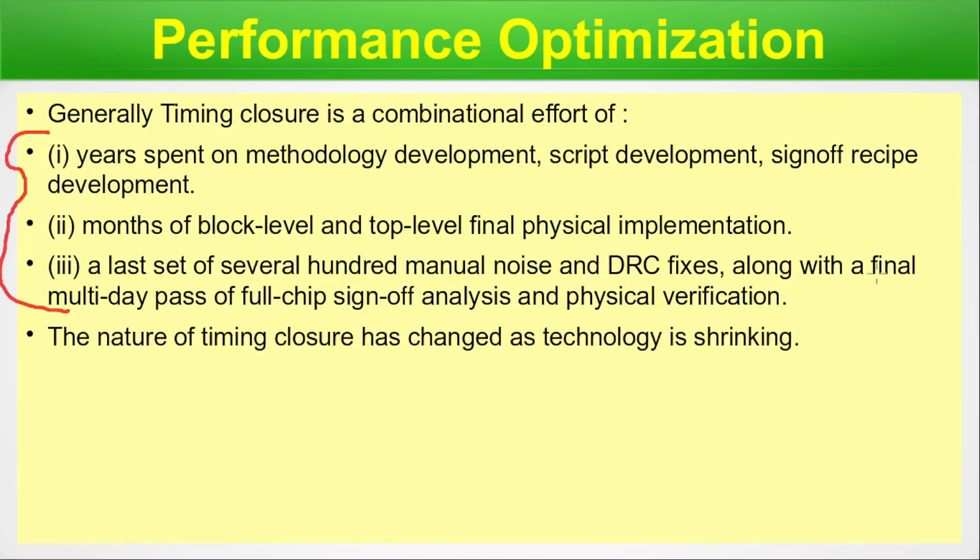Next, the nature of timing closure has changed with technology shrinking. Timing closure before 65 nanometer was different, and after 65 nanometer as we go down it becomes different, and even below 10 nanometer it is different. As we step down the technology node, that changes the timing closure methodologies entirely.